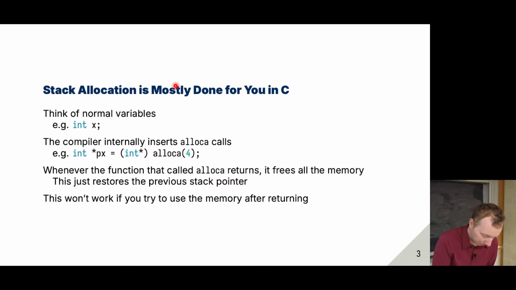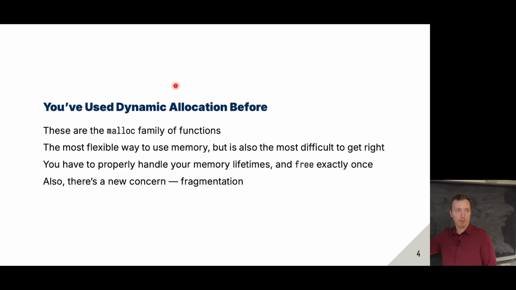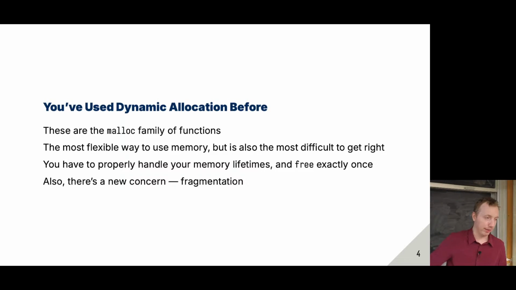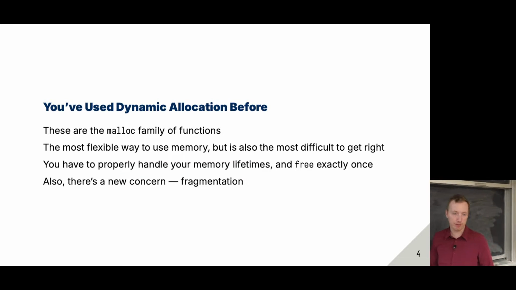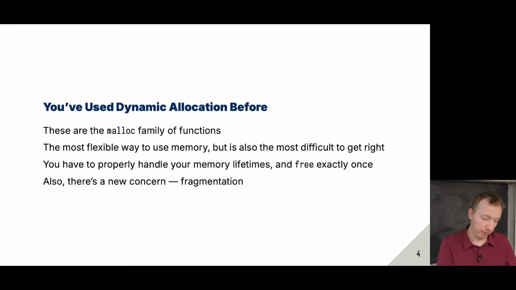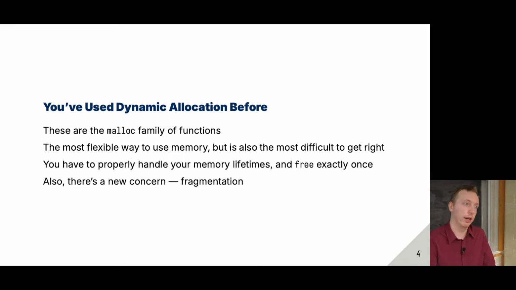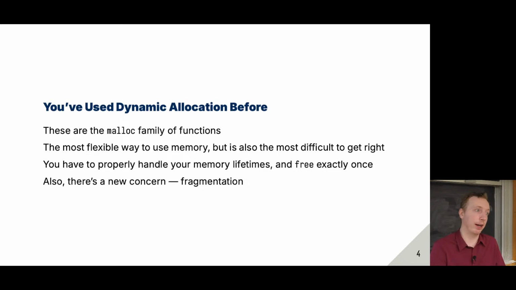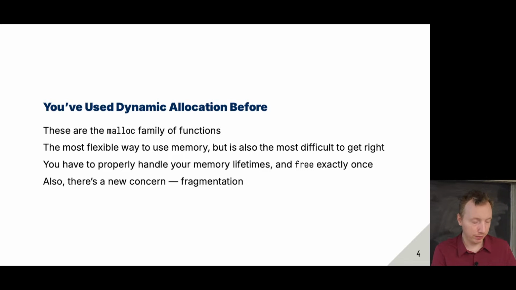All right, so that was a fun adventure in Stackland. So back to dynamic memory. There's the malloc family of functions everyone likes. That's the most flexible way to use memory, but also the most difficult to get right. We have to properly manage our memory lifetime. Whenever we're done using that memory, we have to remember to call free on it. We have to remember to call free on it exactly once. After we call free on it, we're not allowed to use it. We also have to make sure not to call free on it twice.